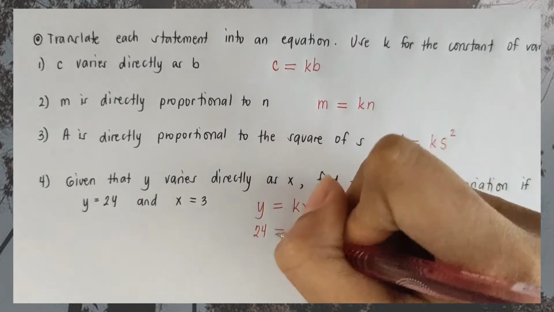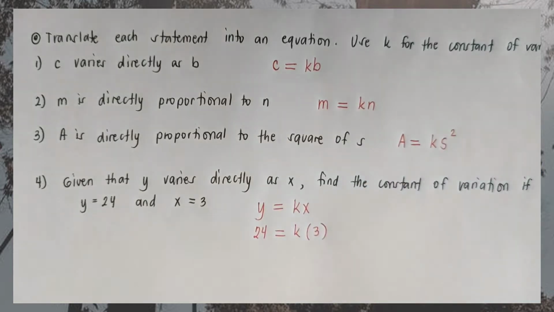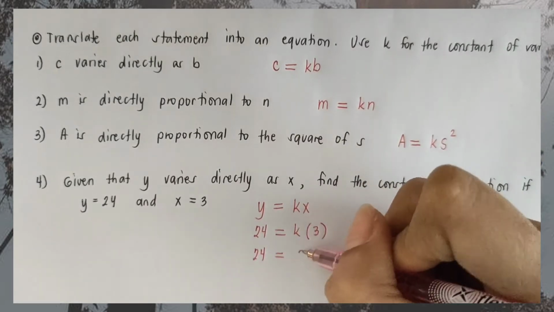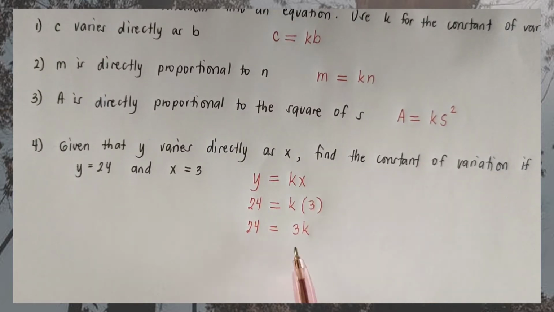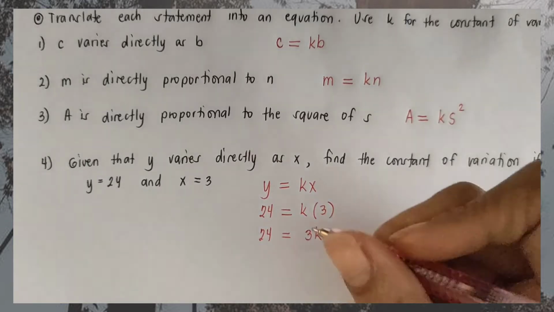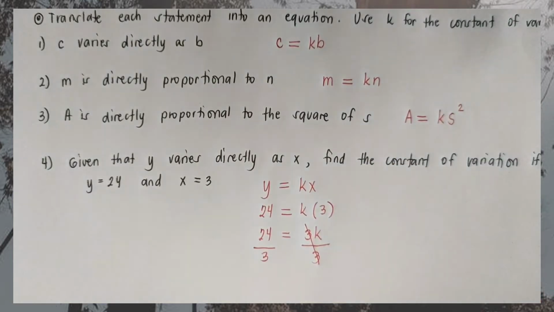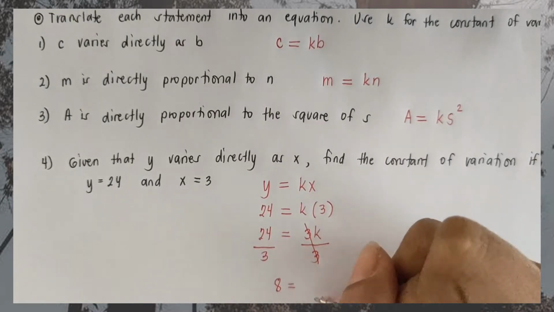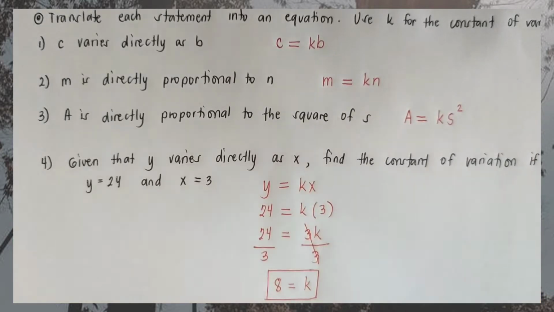So we have 24 is equal to k, and then your x given 3. Let us perform the calculation. 24 is equal to 3k. And for us to cancel 3 on the right side of the equation, we will divide both sides by 3. 24 divided by 3 is 8. So the value of our constant of variation, or k, is equal to 8. This is now our final answer.